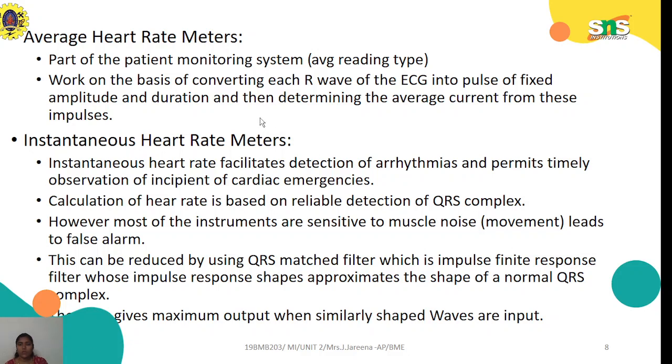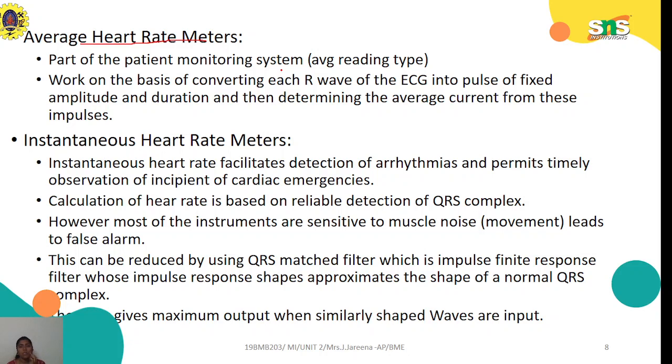So in this class, we are going to see average heart rate meters. The average heart rate meter is one of the main important devices which is used to measure the heart rate. It is one of the parts considered in a patient monitoring system.